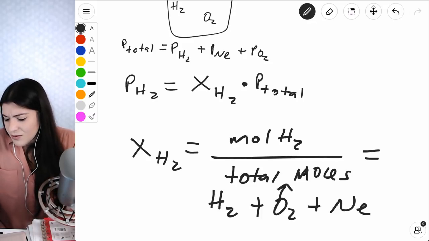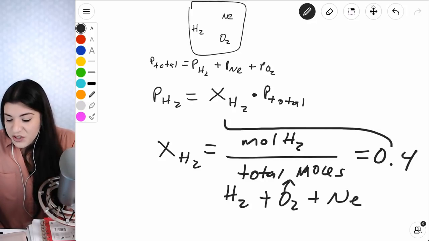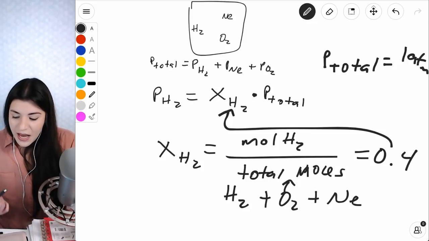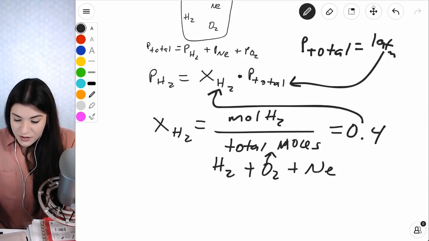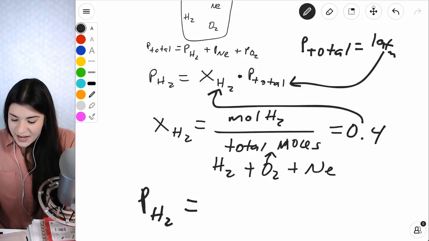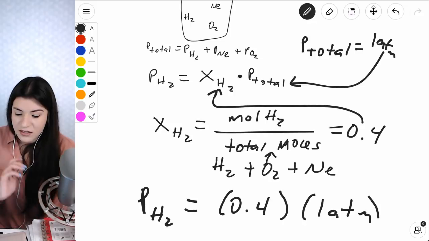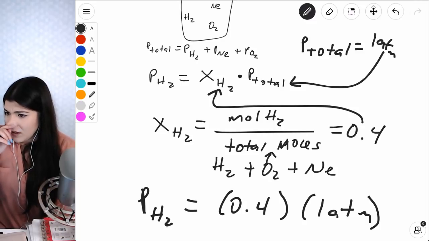Let's say this gave you 0.4, then that's what you would plug in here. And if they initially gave you the total pressure as, let's say, 1 atmosphere, then I'll plug that in there, and that would give me my partial pressure of H2. So that's essentially the main thing. Like I said, there are a lot of different ways they can word this question, but that's the general overview of what I've typically seen. Okay, so let's move on.